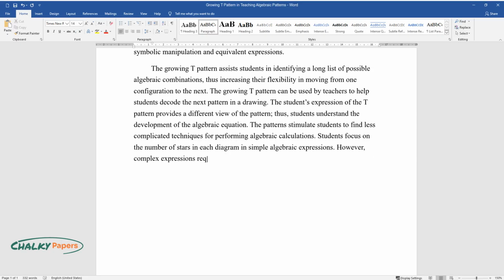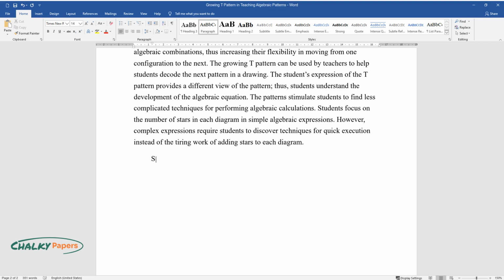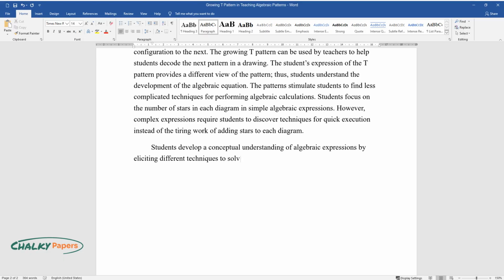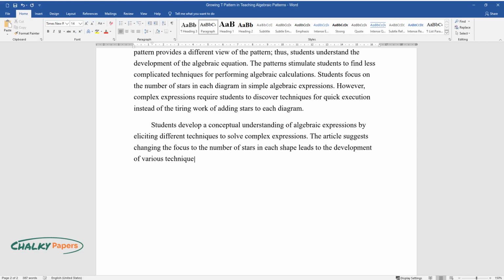However, complex expressions require students to discover techniques for quick execution instead of the tiring work of adding stars to each diagram. Students develop a conceptual understanding of algebraic expressions by eliciting different techniques to solve complex expressions. The article suggests changing the focus to the number of stars in each shape leads to the development of various techniques designed to solve similar equations.